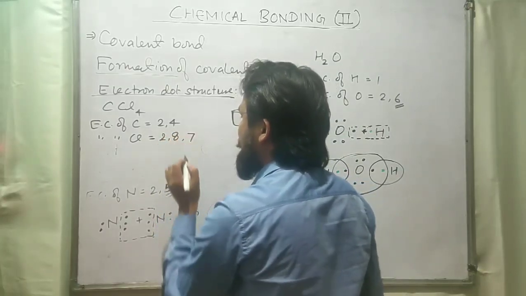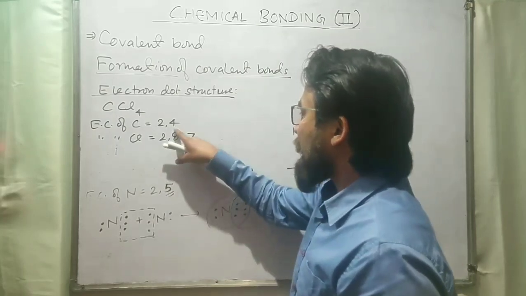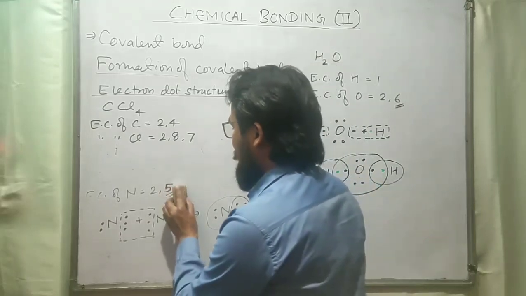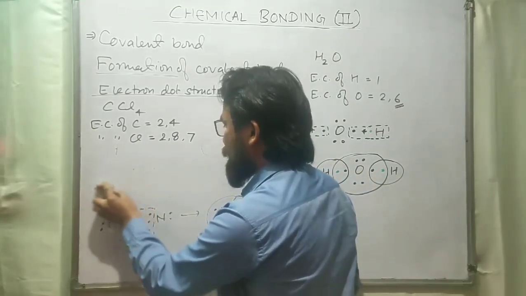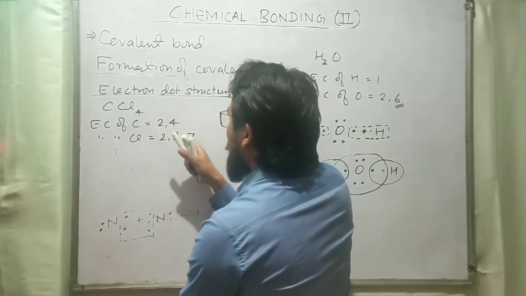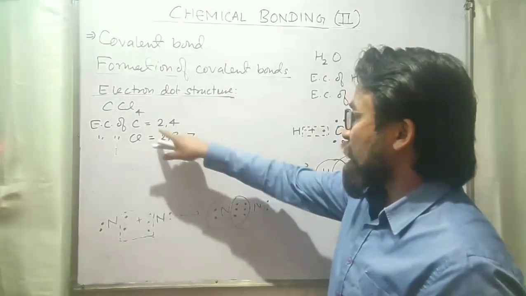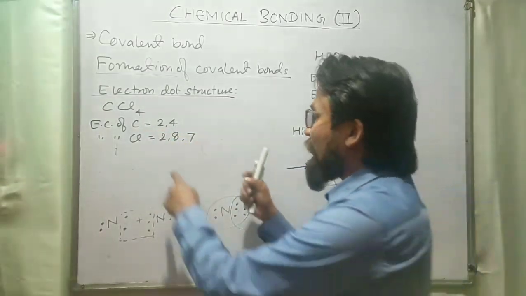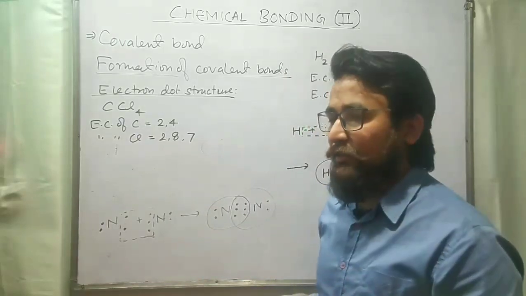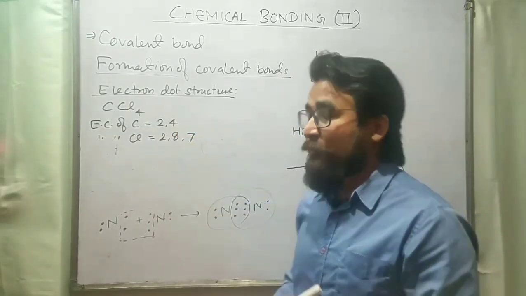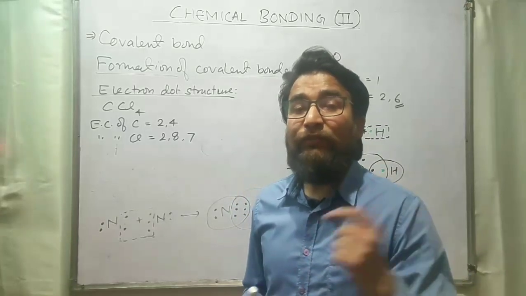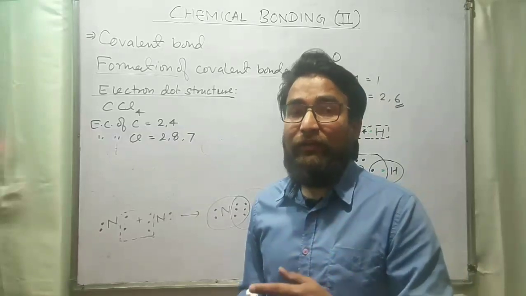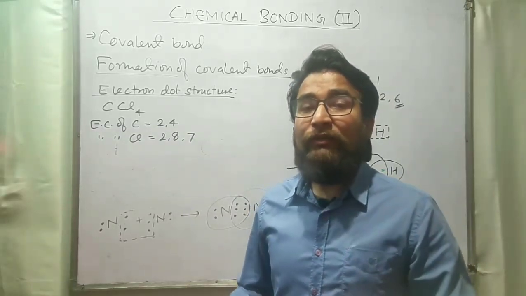8 7. So as you can see, the carbon atom has 4 electrons in its outermost shell. Similarly, the chlorine atom has 7 electrons in its outermost shell. So to complete 8 electrons, the carbon atom requires 4 more electrons, while the chlorine atom requires 1 electron only. So what will happen? The carbon atom will share its 4 electrons with 4 different chlorine atoms, because chlorine requires only 1 electron. So it will share only 1 electron with the carbon atom.